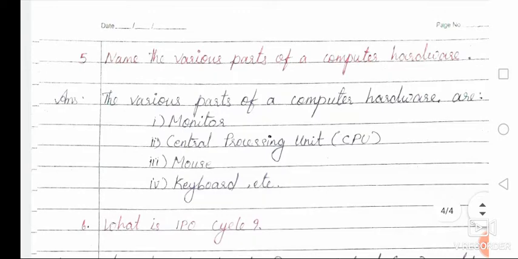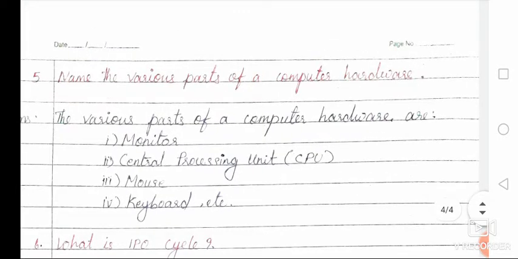Question number 5, name the various parts of a computer hardware. Answer is, the various parts of a computer hardware are, first one monitor, second one central processing unit, third one mouse, fourth one keyboard, etc.